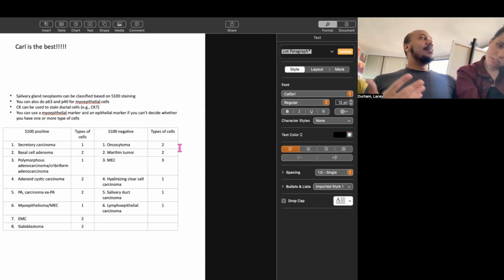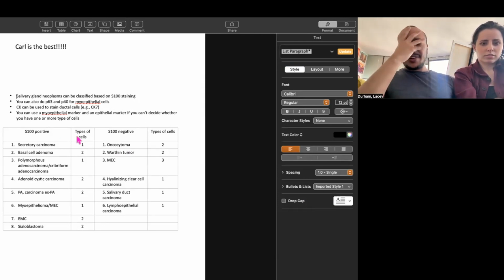They have so many morphologies that sometimes it becomes really challenging to decide, on the biopsy that you have, whether it's just epithelial cells, or just myoepithelial cells, or a combination of both epithelial and myoepithelial cells. So that becomes challenging sometimes. So one of the stains, if you can't decide morphologically, if you don't know what you're looking at.